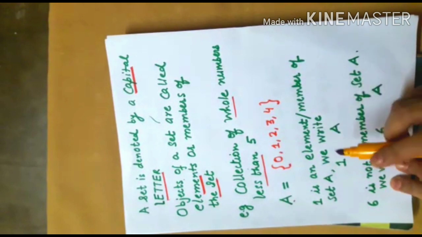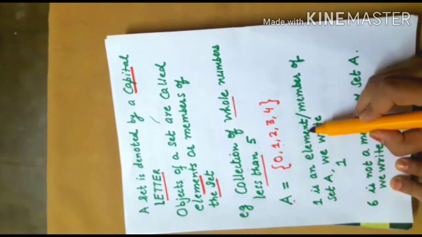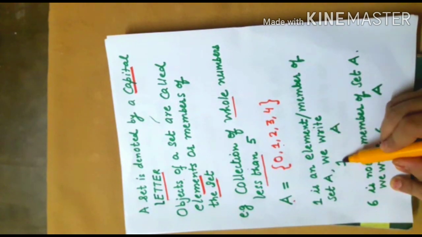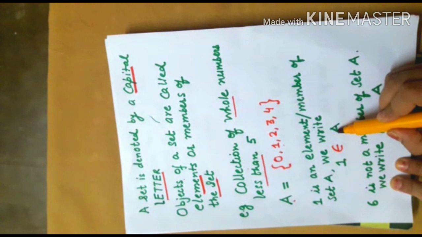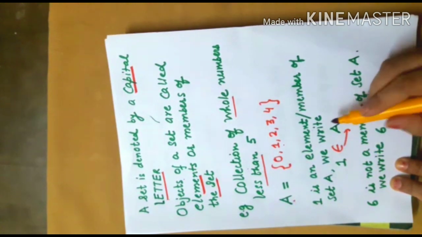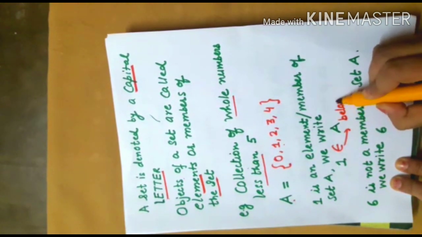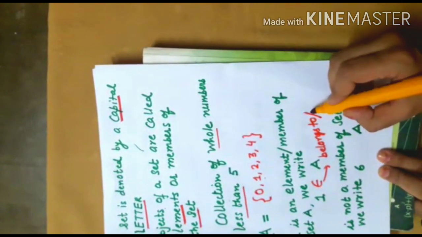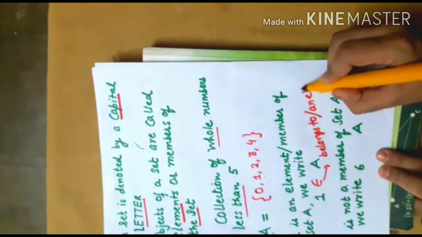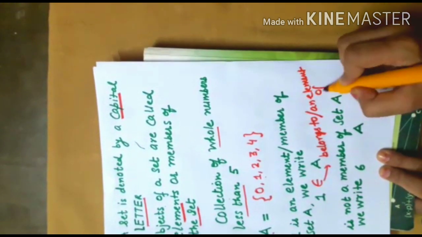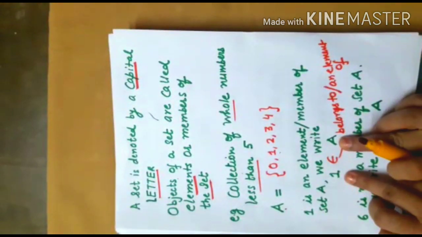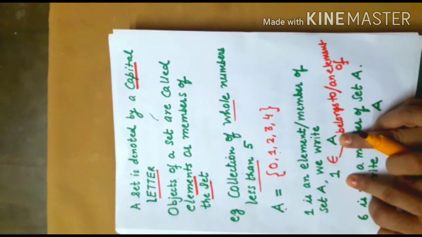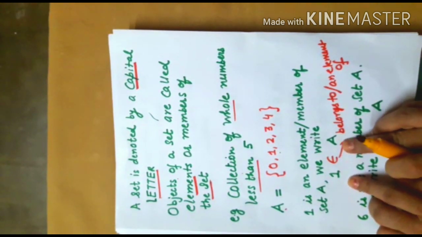Now look here. 1 is an element or the member of the set A. So I write this as 1 ∈ A. This symbol stands for belongs to, or which we read as an element of. So I read this as 1 belongs to the set A, or I say that 1 is an element of the set A.